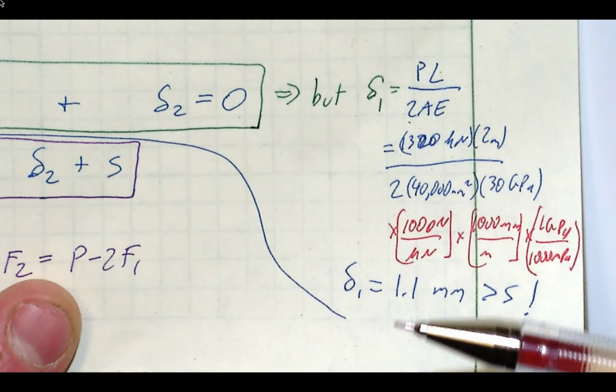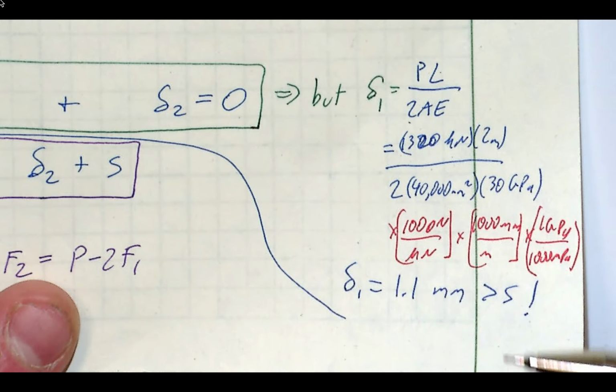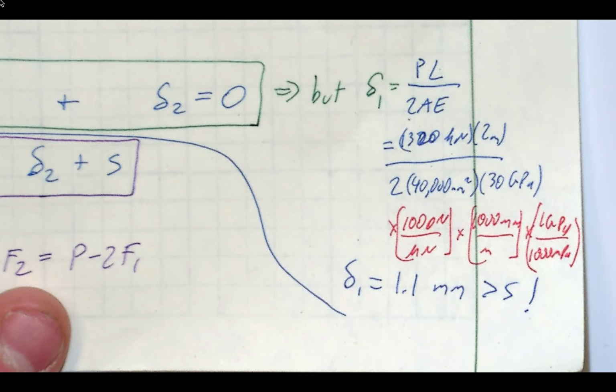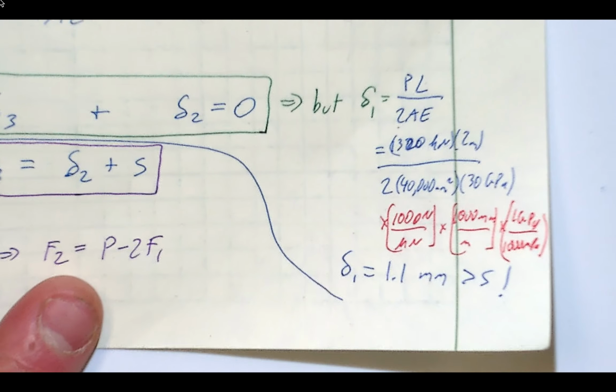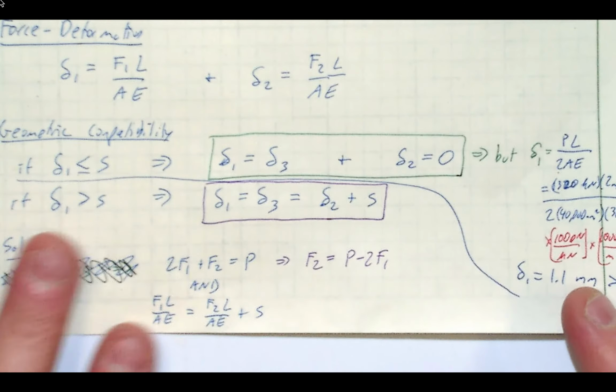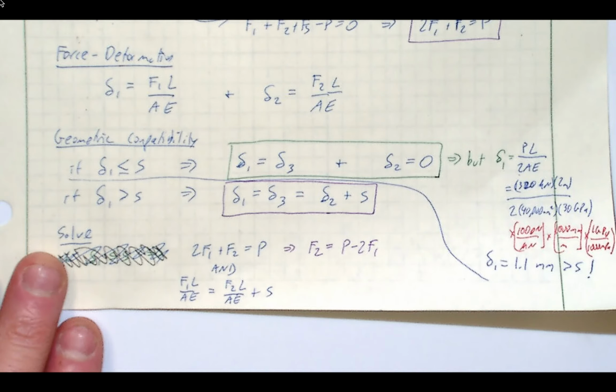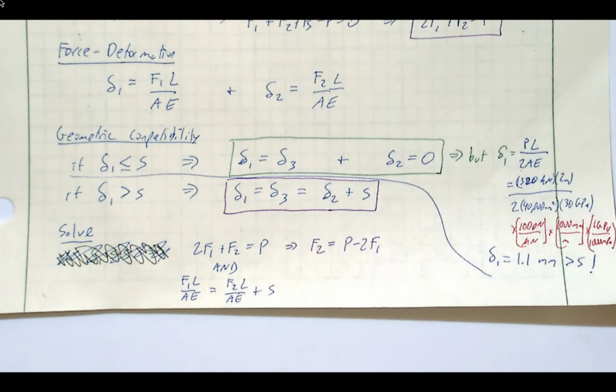With that, we get a deformation of 1.1 millimeters, which is bigger than the S gap. So this is not the right case. We have to go to the other case, the statically indeterminate system. And in the statically indeterminate system, geometric compatibility now becomes extremely important and required to solve the problem.